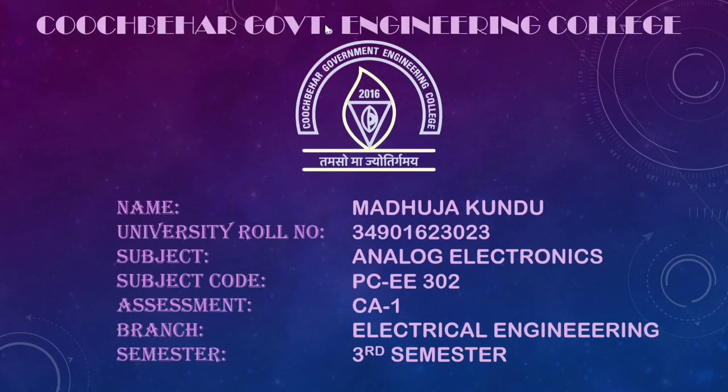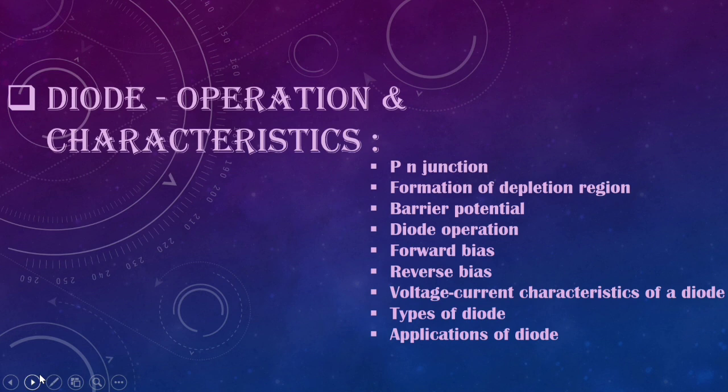Hello everyone, I am Madhuja Kundu from the Electrical Engineering Department, going to present the topic called Diode Operation and Characteristics, which includes the subtopics named PN junction, formation of depletion region, barrier potential, diode operation, forward bias, reverse bias, voltage current characteristics of a diode, types of diode and applications of diode.